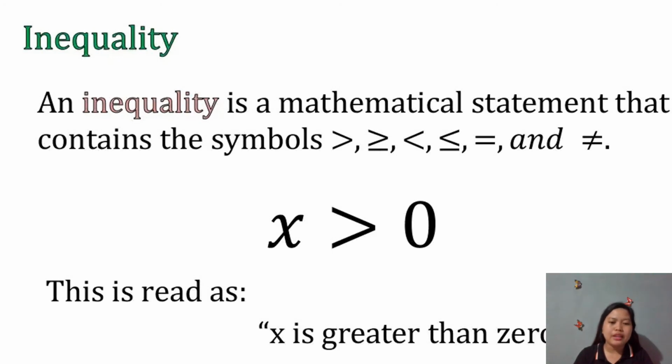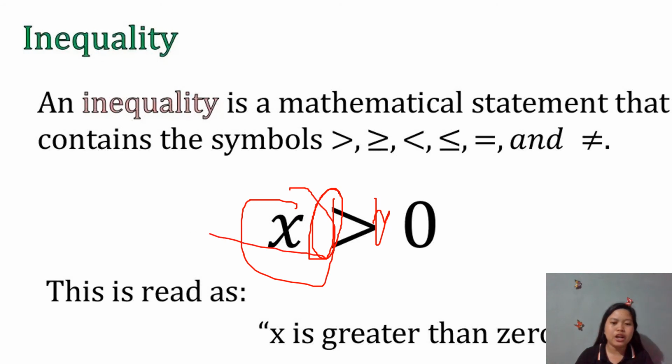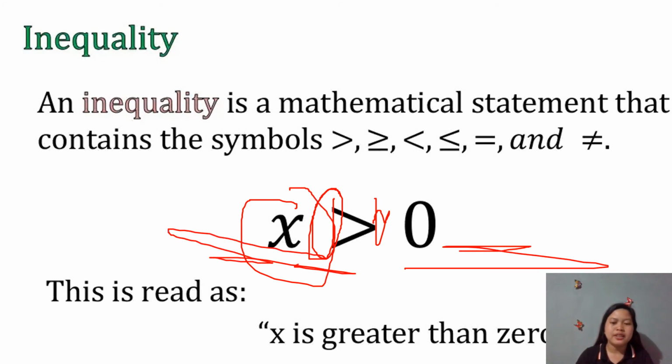So, this one here is read as x is greater than 0. The side where the symbol opens wide, the variables or numbers there are greater compared to the ones on the side where it points. So what is on the open side is greater compared to what is on the left side.